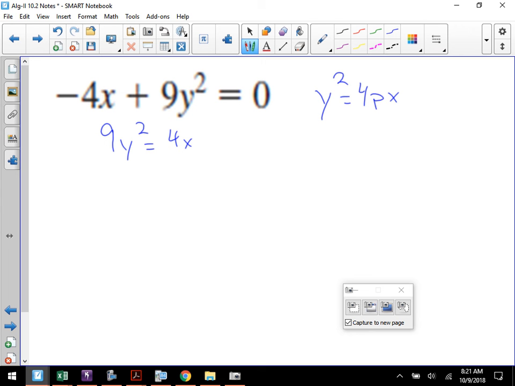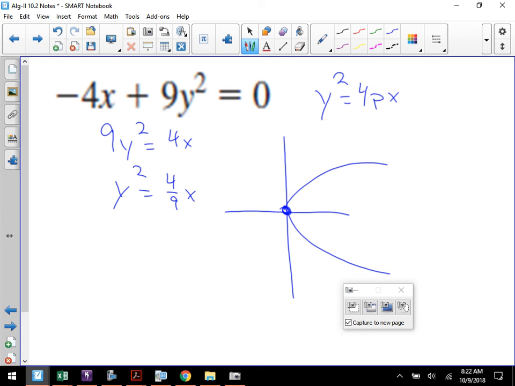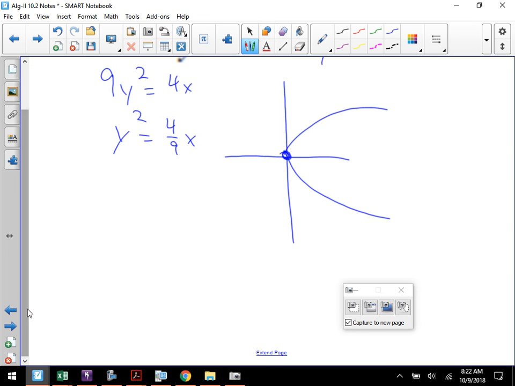Then what? Divide by 9, you get y squared equals 4/9 x. Okay? What's your p value? Well, first of all, which way is this going? Left or right? It's going to go to the right. We know it has to do this because it's positive. What do you have to set equal to 4p to figure out what p is? I know that 4/9 is playing the role of that 4p, which means what is p? 1/9. Very good.